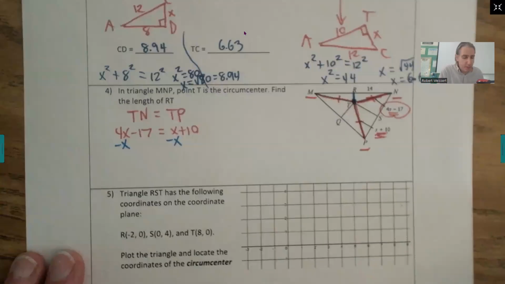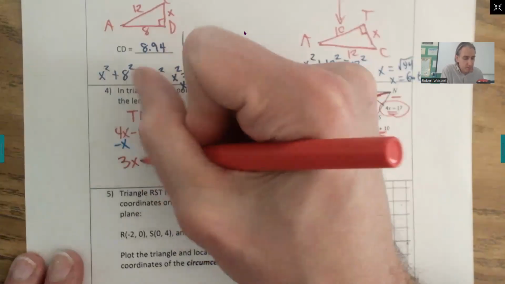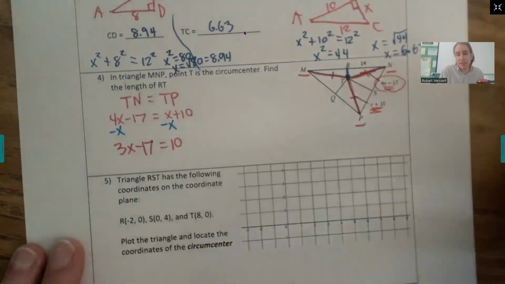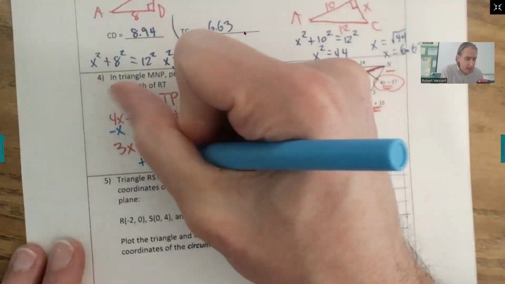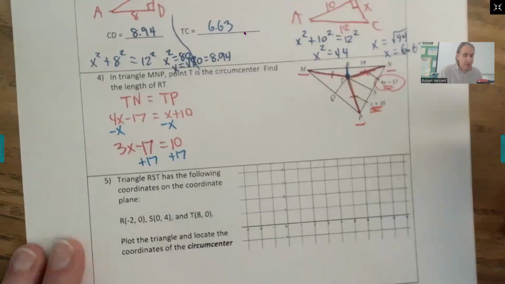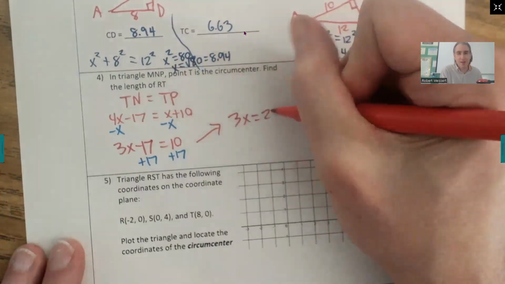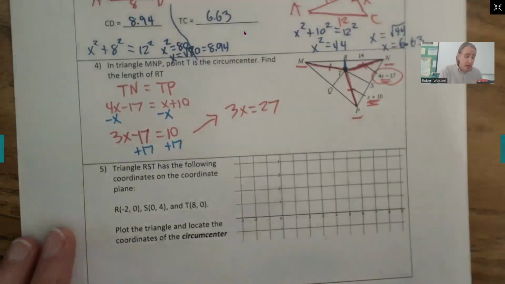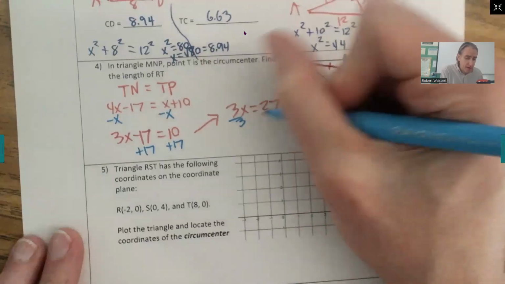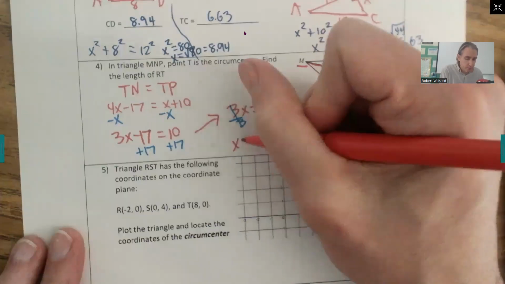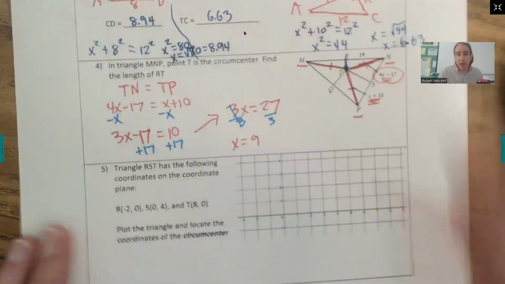That's going to give me 3x minus 17 is equal to 10. Next thing I'll do is add 17 to both sides. 10 plus 17 is 27, giving me 3x equals 27. Now I'm going to divide by 3 on both sides to get x by itself, and I'll have the length of x. 27 divided by 3, 9.